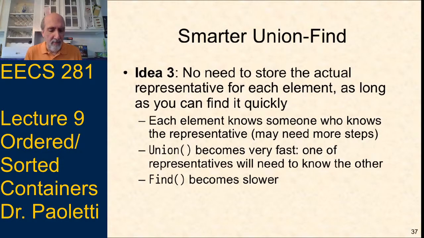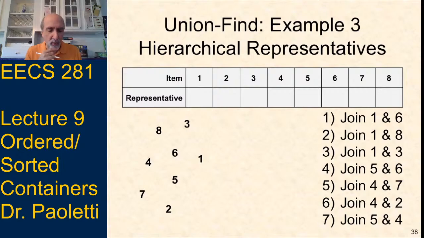That's good, right? So now with the I know somebody who knows somebody idea, again, we start out with all the same representative. And we say, can I join 1 and 6? Yes. 6 changes its representative to 1. Can I join 1 and 8? Yes, they have different representatives. 8 changes to 1. Can I join 1 and 3? Yes, 3 changes its representative to 1.